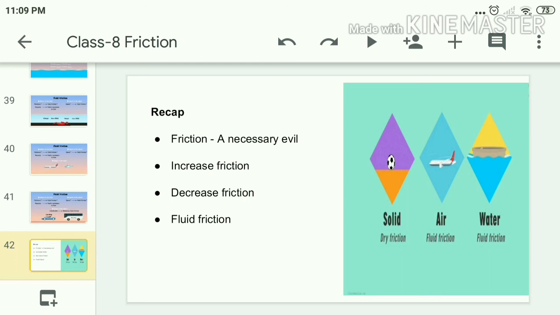And also, in some cases, we reduce friction in the form of ball bearings, and also by using powder. If it is electrical appliances, we can use graphite. These are some situations where we need to decrease friction. And also the friction exerted by the fluids is called fluid friction.